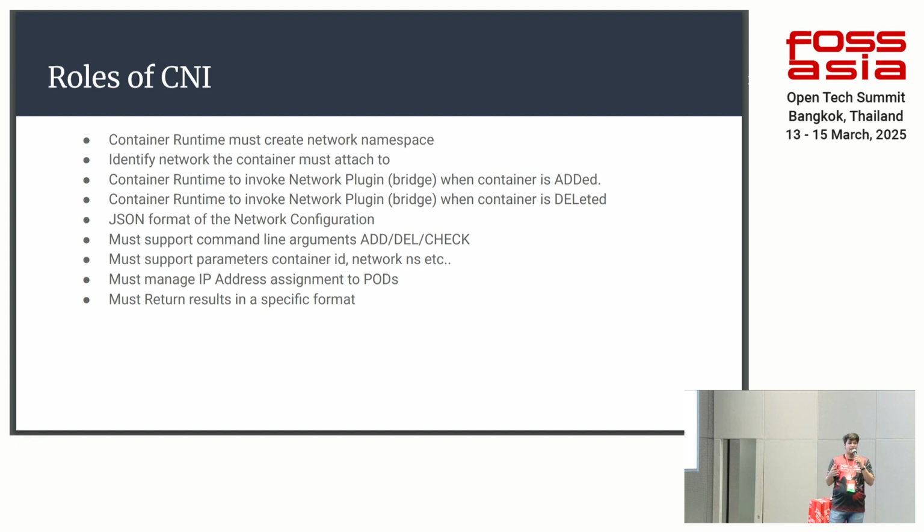And then since there will be multiple network namespaces, it should be able to identify the correct namespace for a particular container, and it should be able to attach the container to its proper network namespace. And then it should be able to invoke the network plugin whenever a container is added or whenever a container is deleted. And whenever I'm configuring something, I would be configuring it in terms of files. So it should accept a proper standardized format. JSON is one such format.